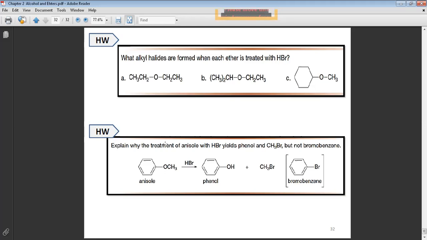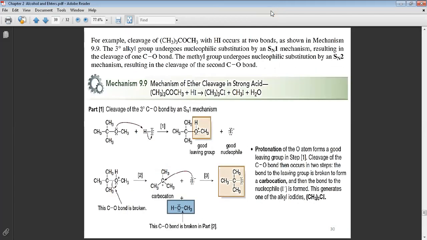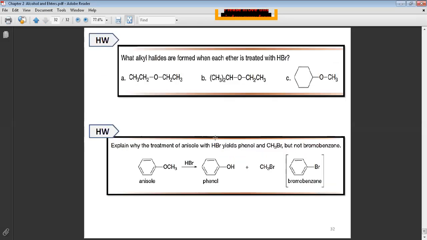Now explain why the treatment of anisole with HBr yields phenol and CH3Br, but not bromobenzene. Students, HBr gives phenol and CH3Br, not bromobenzene. Why? This is for you. Make the mechanism and you will know why. This is just with 1 HBr.